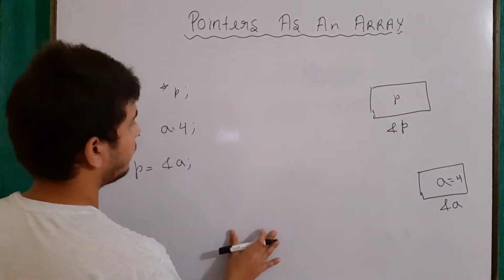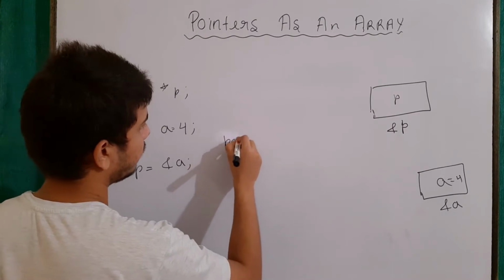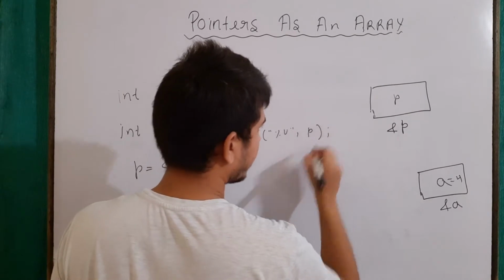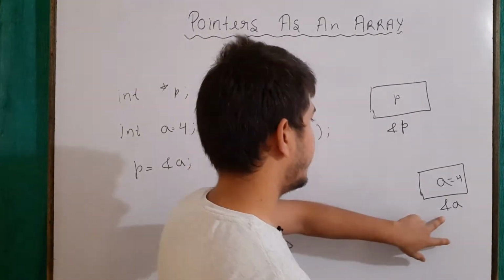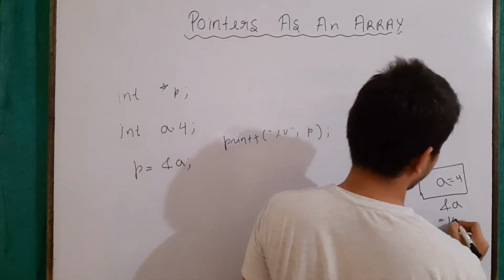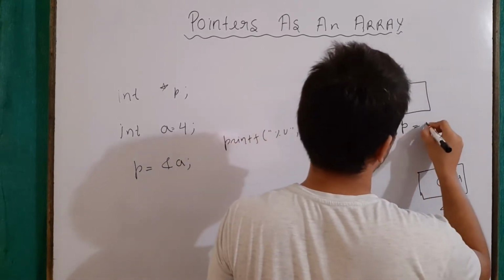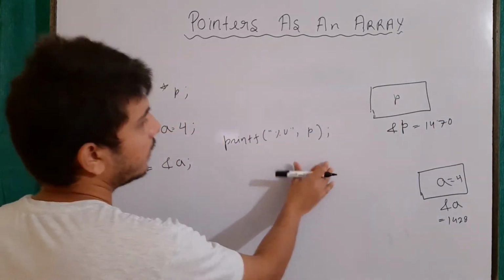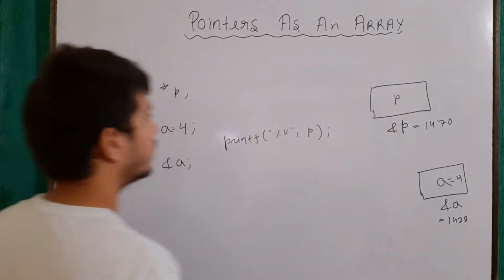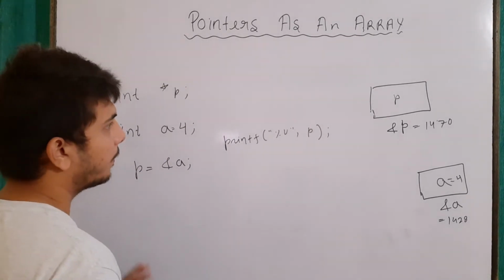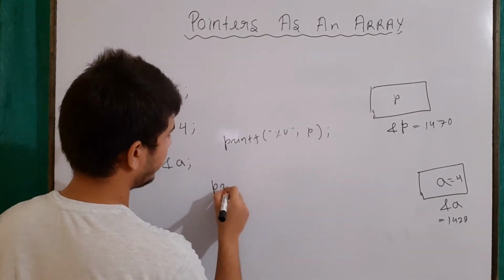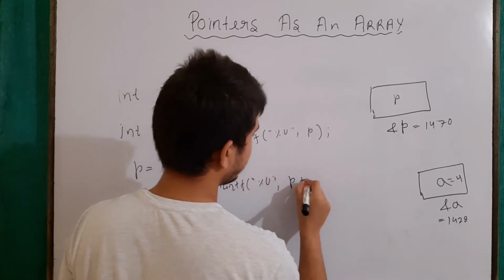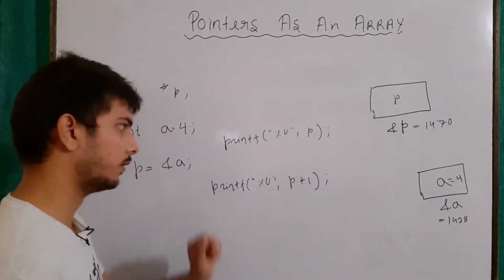Now if I print here, let's say printf of %u p, our output will be the address of a. Let's say this is 1428 and this is 1470. We already know that the output will be 1428; we had talked about it in previous videos. But let's say if I write here printf of %u p plus 1, now what will be the output?